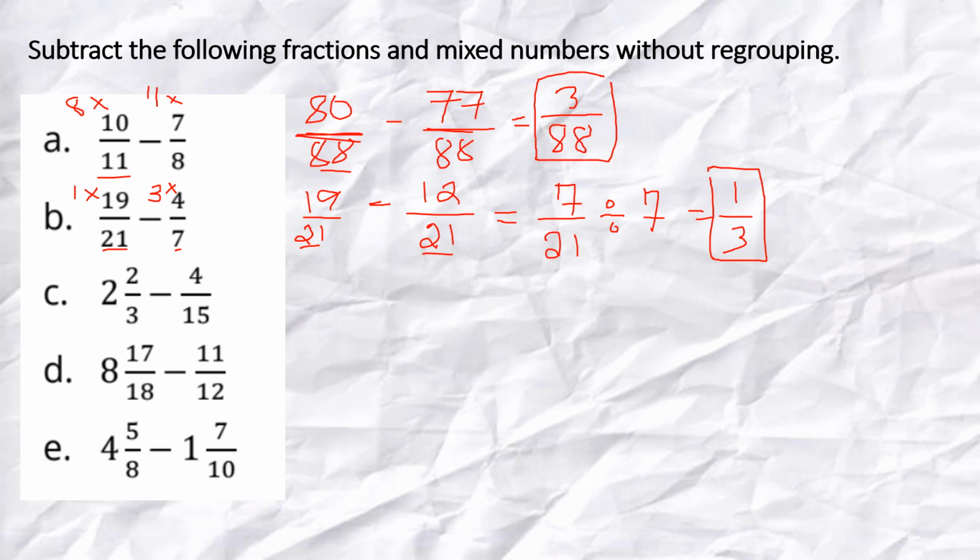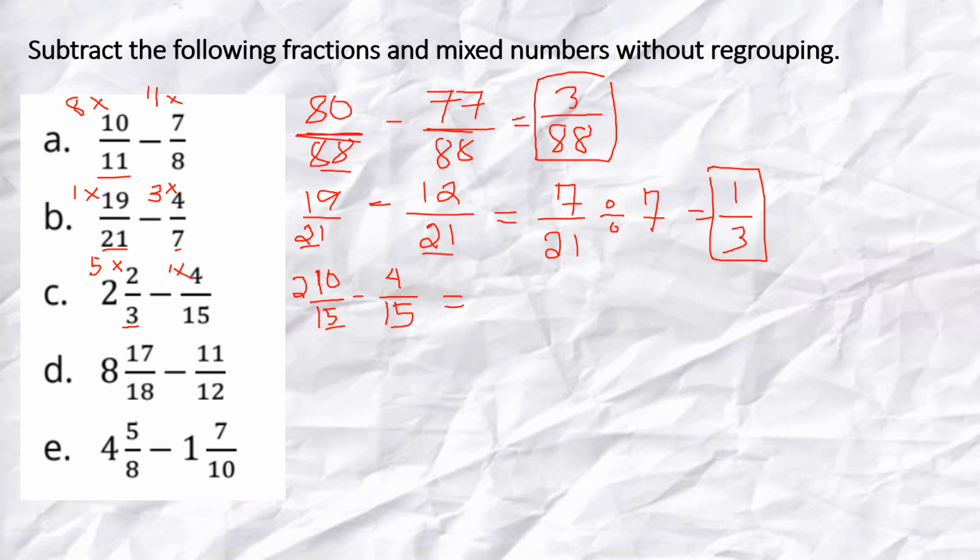Next, letter C, we have 2 whole and 2 over 3 minus 4 over 15. So we need to look for their LCD first. The LCD of these two fractions is 15. So we need to divide. 15 divided by 3 is 5. 5 times 2 is 10. Next, 15 divided by 15 is 1. 1 times 4 is 4.